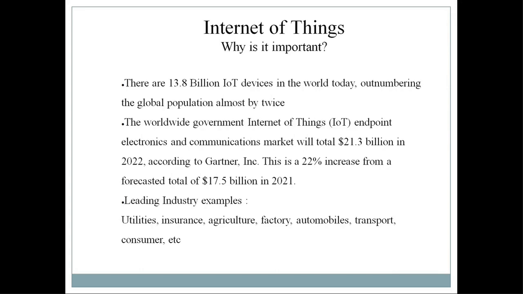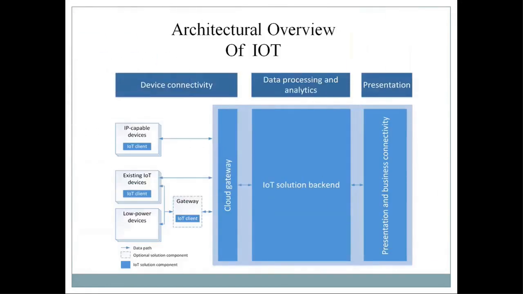It is also leading industry examples like utilities, we need electricity, and everywhere right now smart grids are being used. So there we require Internet of Things. Also there are insurance and agriculture. You know drones are largely used nowadays in the agriculture sector. Also factory, automobiles, transport, consumers. In transport and automobiles, embedded systems and Internet of Things are largely used right now in our advanced vehicles.